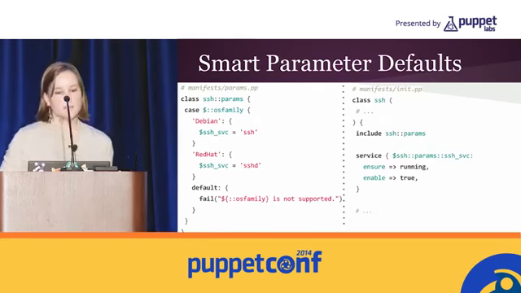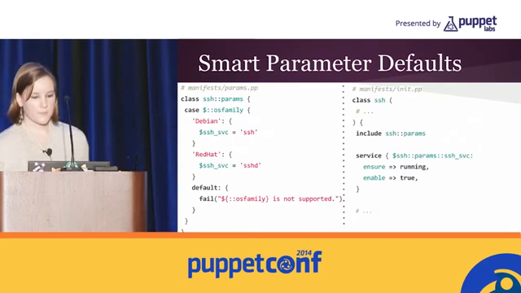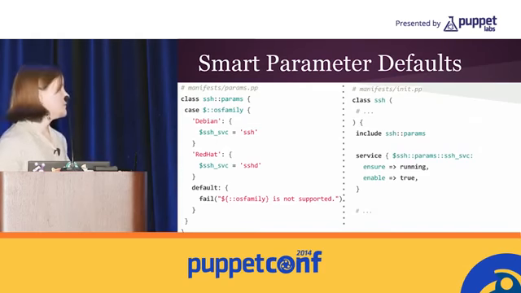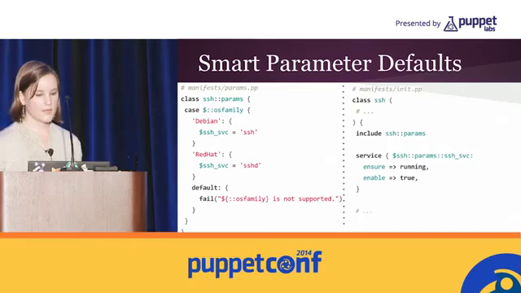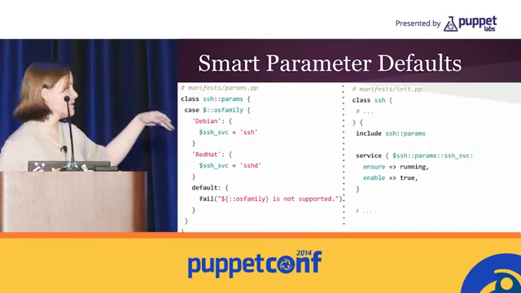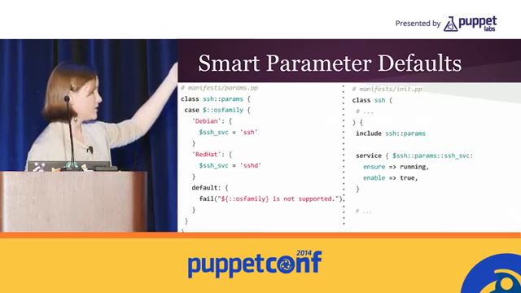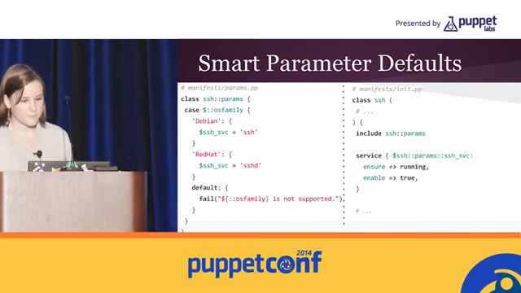So after you've gotten a solid templating strategy or a solid design strategy, the last thing that you need for a dynamic portable module is to have smart parameter defaults. So what we do here is we add a params class, and here we're adding support for Red Hat by allowing the service to be called SSHD rather than SSH, because if you try to restart SSH on a Red Hat machine, it's not going to work.